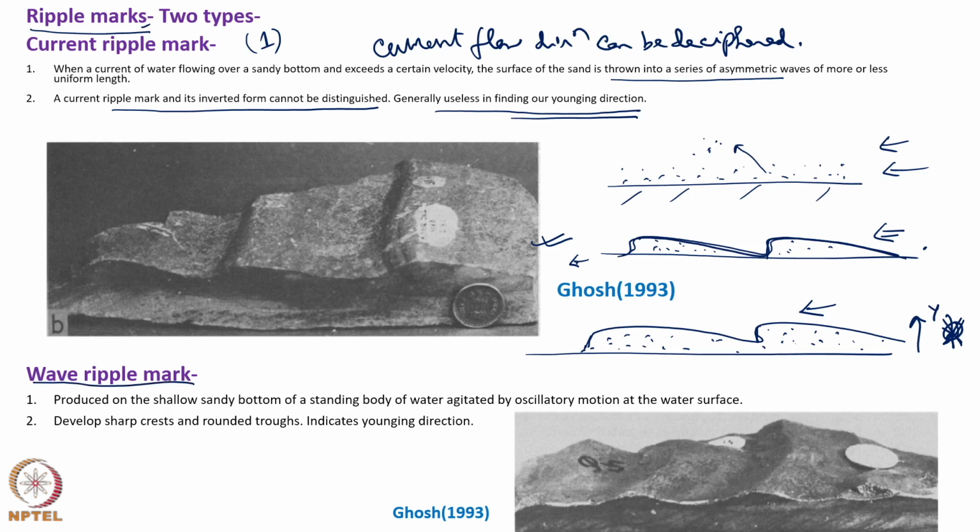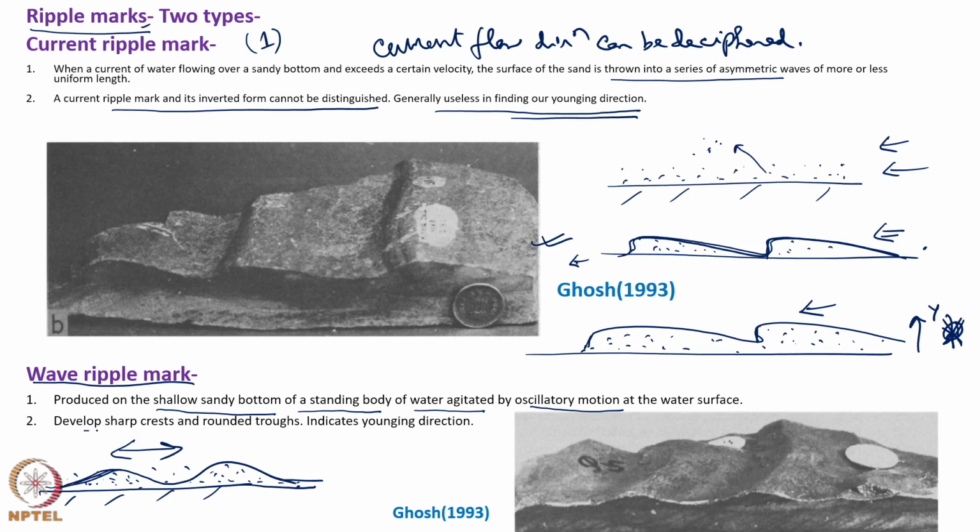What happens in this case? It is produced on the shallow sandy bottom of a standing body of water. However, the water is then agitated by oscillatory motion. That means you have sand particles and the water is static, and then an oscillatory motion of water takes place. Then what happens? These sand particles attain an overall symmetric geometry.